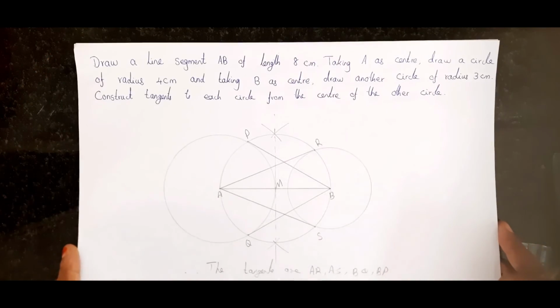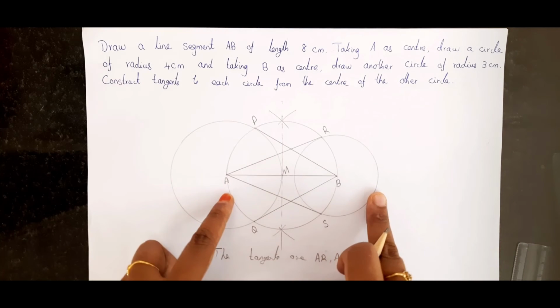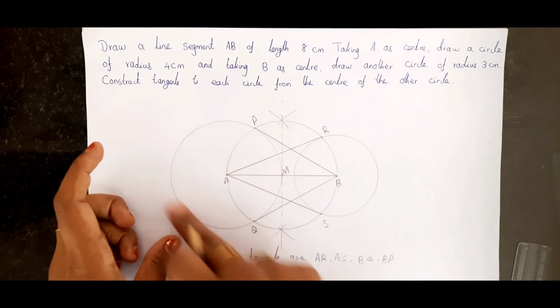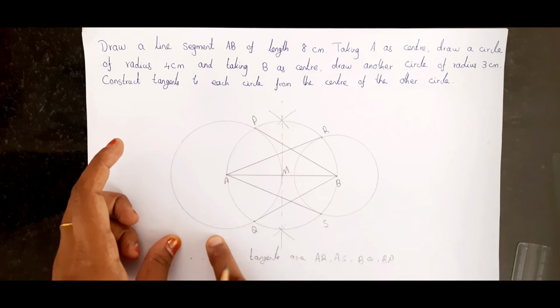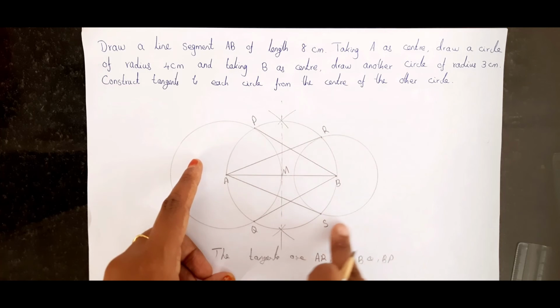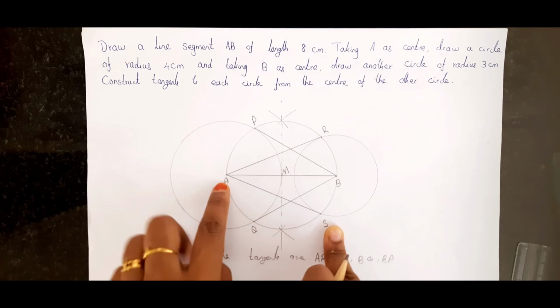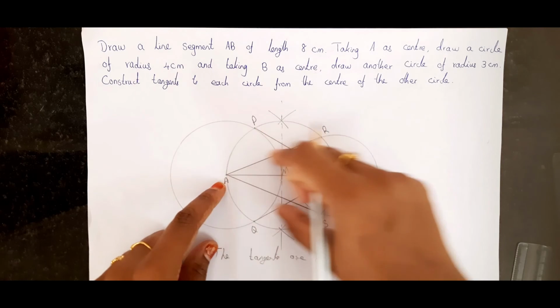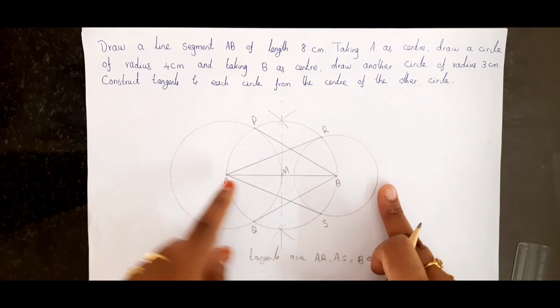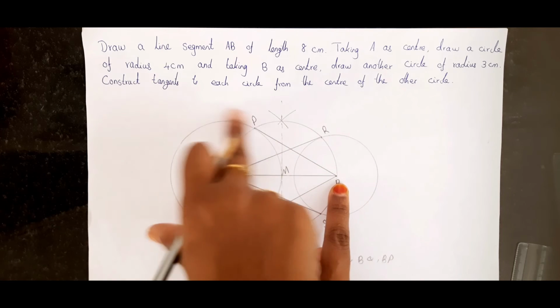So, let me explain one more time. First we need to draw the line segment of 8 centimeters. Then A is the center, we have to draw the 4 centimeter circle. Then B is the center, we need to draw another circle of radius 3 centimeters. Then next we have to consider A as the external point, meaning we have to draw the two tangents of this circle, and B as the external point, meaning we have to draw another two tangents of the first circle.